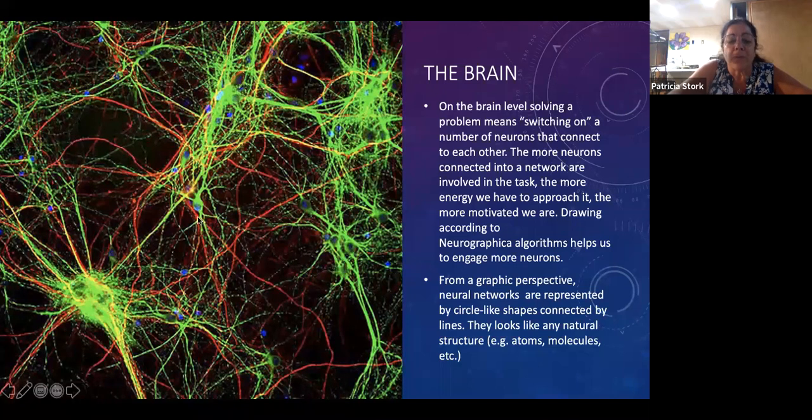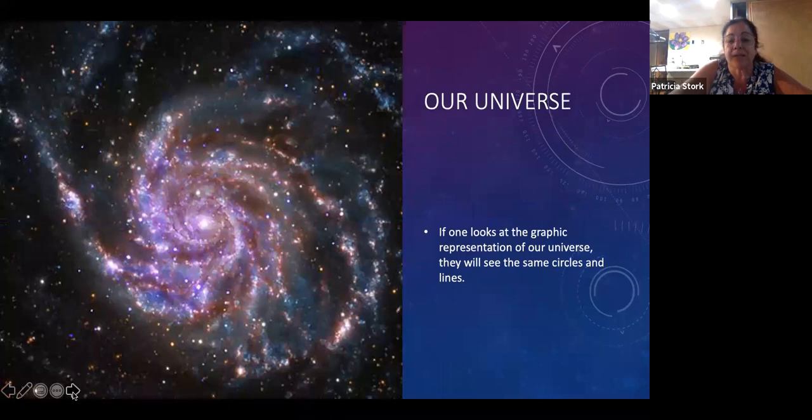And from the graphic perspective, you'll see that they are represented by circles and circle-like shapes, connected with a lot of lines. This is something you'll also see in atoms and molecules, and you'll even see it in the galaxy itself. This is how we see the galaxy and the representation of it, circular with the lines. And so you can see that this also is energy, and it's giving energy.